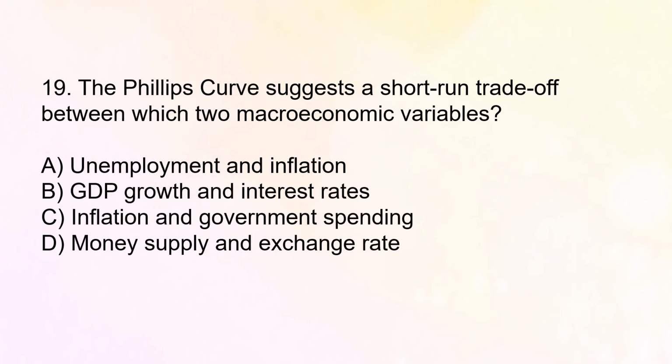Number 19, the Phillips curve suggests a short-run trade-off between which two macroeconomic variables? Letter A, unemployment and inflation. Letter B, GDP growth and interest rates. Letter C, inflation and government spending. Or letter D, money supply and exchange rate.